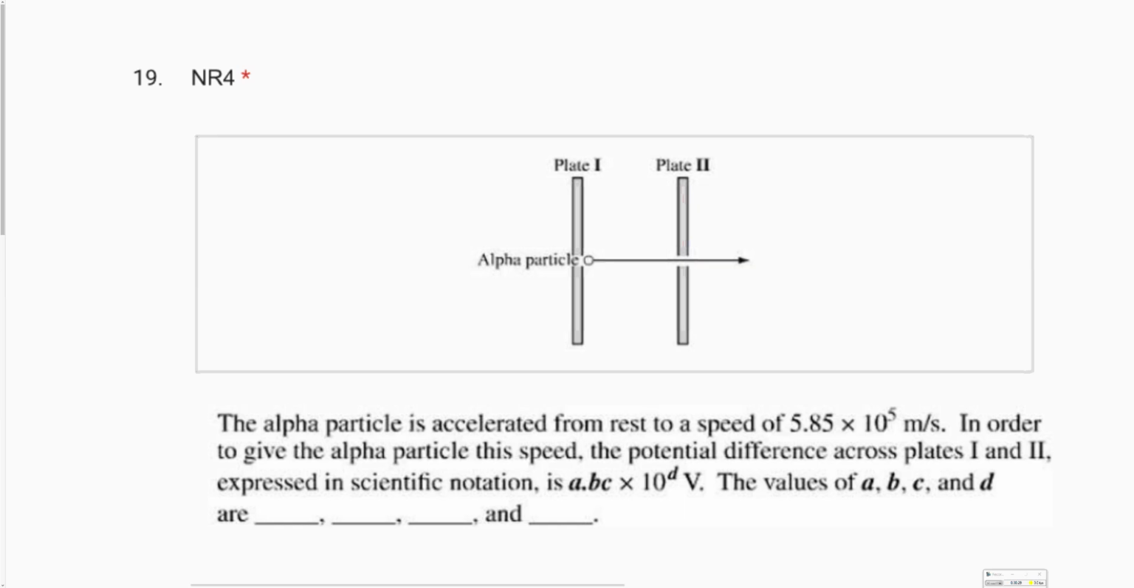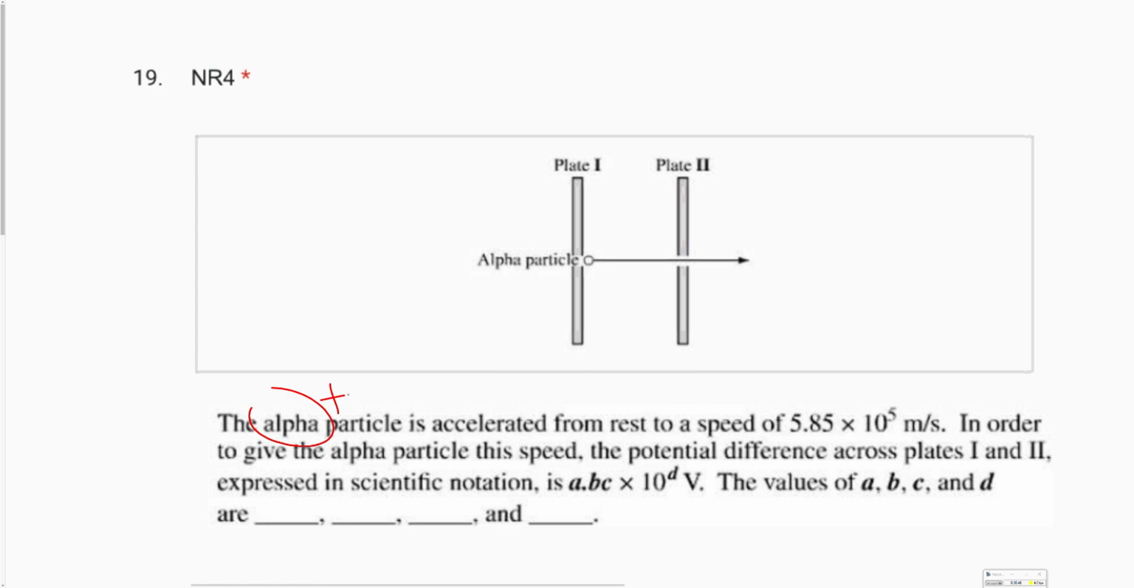An alpha particle is accelerated from rest. An alpha particle, I'm going to draw attention to that because it's a positive particle, right? Accelerated from rest to a speed of 5.85. In order to give the alpha particle this speed, what's the potential difference required here?